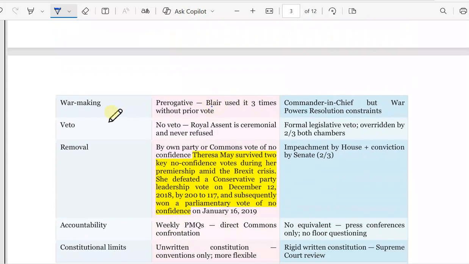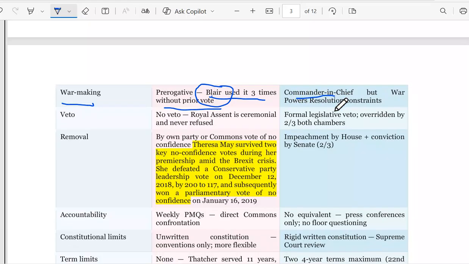Okay, so war making. In most cases, the UK Prime Minister doesn't have the power to go to war without the consent of Parliament, but Tony Blair did it 3 times. Although the Parliament was quite against it, Tony Blair said that it was a matter of national security. And the US President is commander-in-chief. He can also wage war, but after the approval of the Senate. There is no veto power here, but yes, there is veto power in the US.